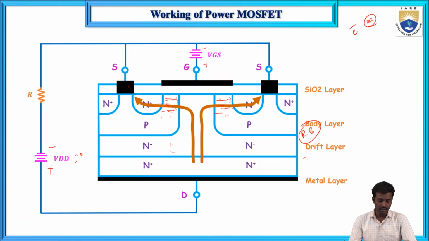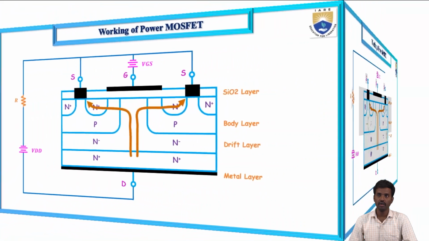Another thing here: initially, if you apply VDD, VD is positive with respect to the source. There is a reverse bias, no current flows. When you apply a positive supply to the gate and negative supply to the source, a channel will be induced and electrons flow from the source N plus, the induced N channel of the P region, N minus, and N plus to the drain. Now current flows from drain to the source. In this way the power MOSFET works.